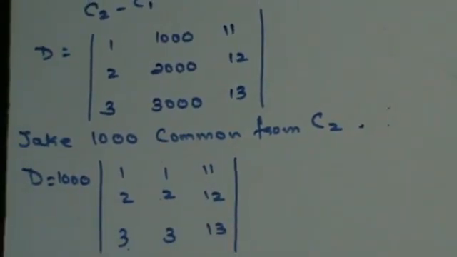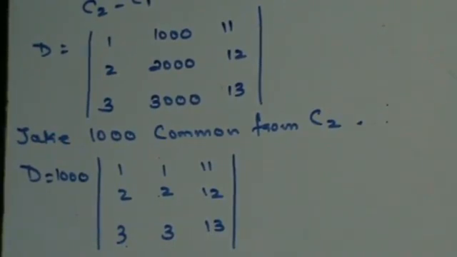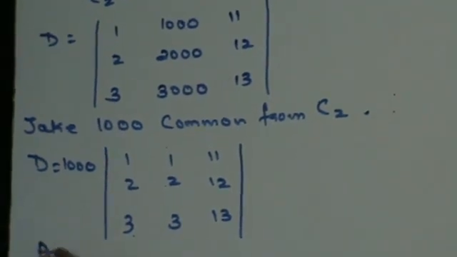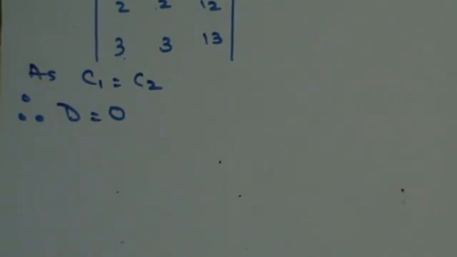Now, since C1 is equal to C2, if any two rows or any two columns are equal, then the value of the determinant is 0. As C1 is equal to C2, therefore D will be equal to 0. This is how you find the value of the determinant without actual multiplication. Let's see another sum.